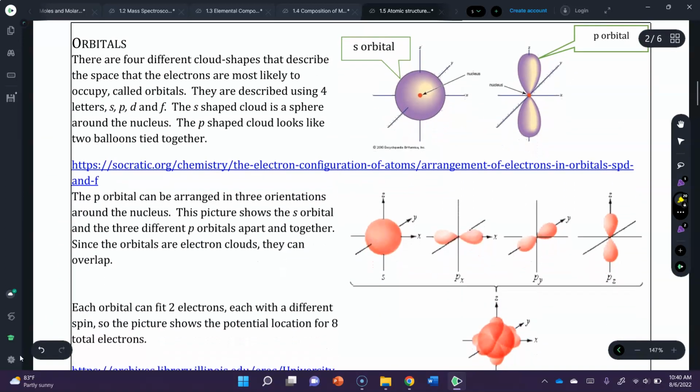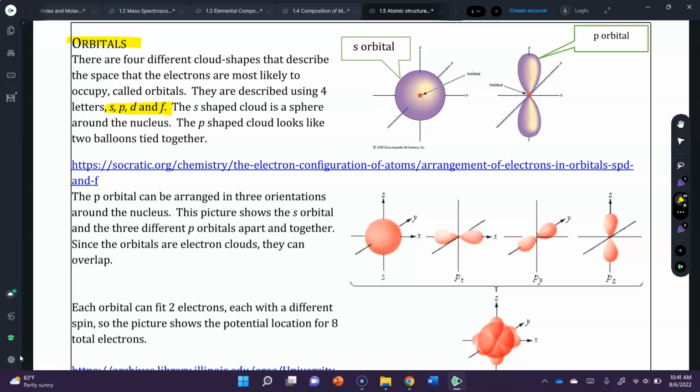Moving on. So electrons are occupied in orbitals. There are 4 different cloud shapes that describe the space that electrons are most likely to occupy. These are called orbitals. They are given letter designations. The S-shaped cloud is a sphere. The P-shaped cloud looks like 2 balloons tied together. I kind of think of them as like a two-prop propeller.